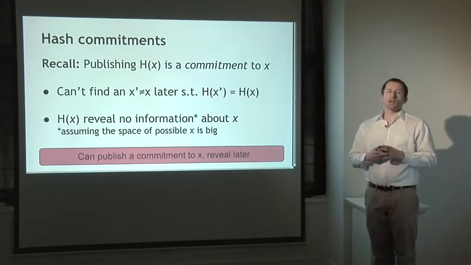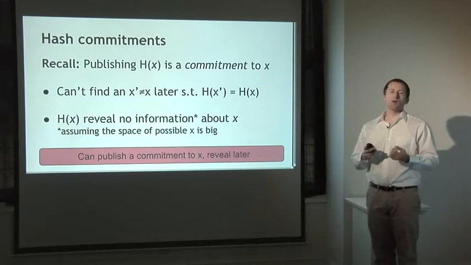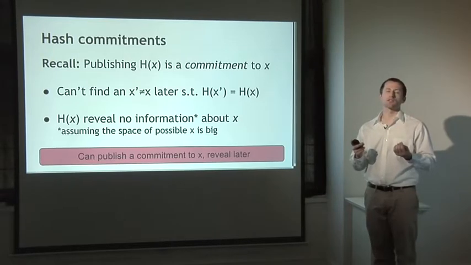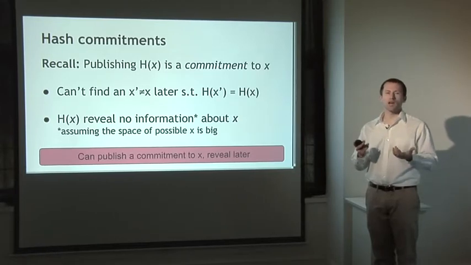So recall that we can use hash functions to commit to data. So instead of publishing the data x that we want to prove that we know, we publish the hash of x. And the properties of the hash function guarantee that we can't later find some other value x prime that has the same hash value as x. If we did, that would be a break of the cryptographic properties of the hash function. And we also have the nice property that the hash of x shouldn't reveal any information about x, with the caveat, of course, that that's only true if x comes from a large possible space. Otherwise, somebody who has x or somebody who has the hash of x can simply try different potential values for x, and see if any of them match.